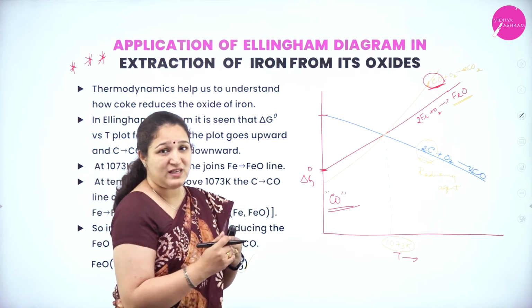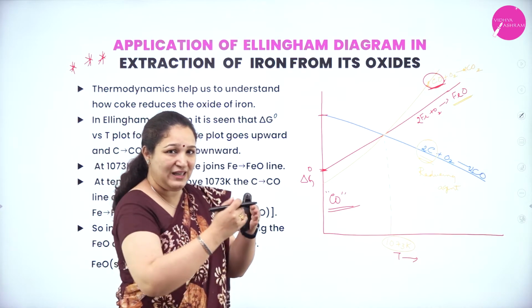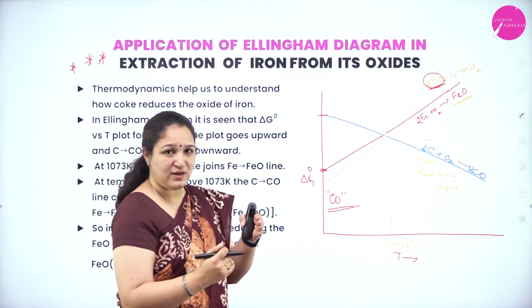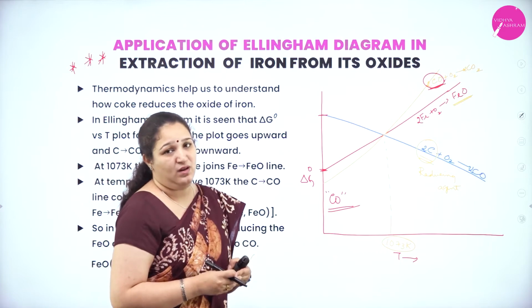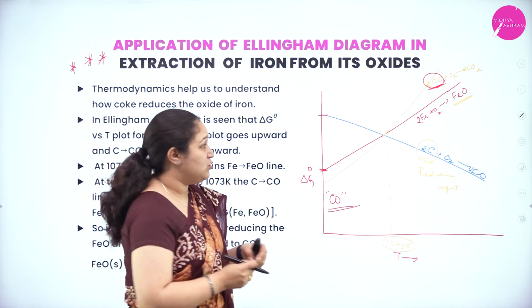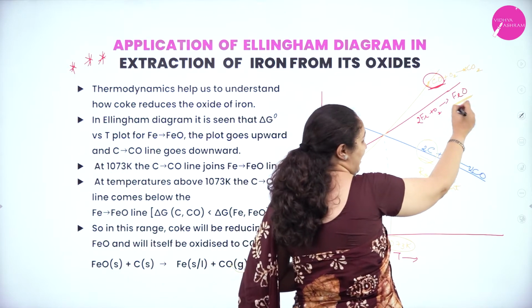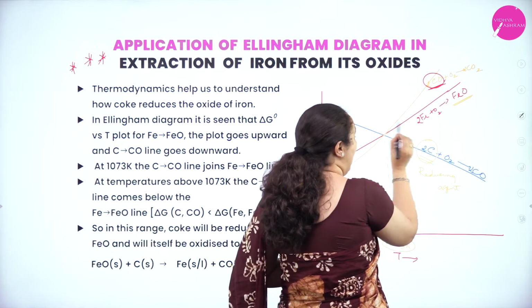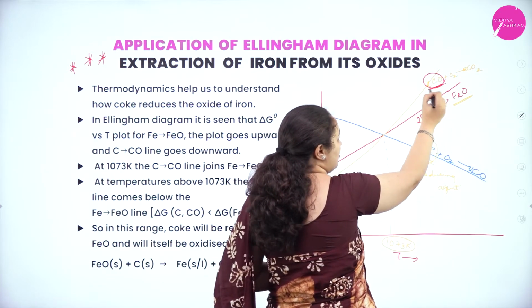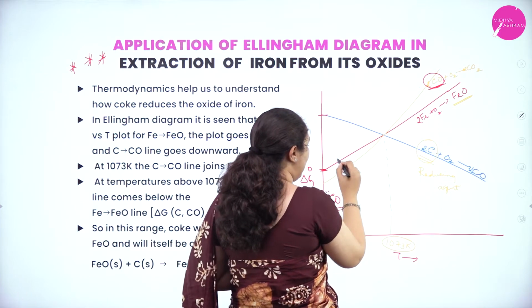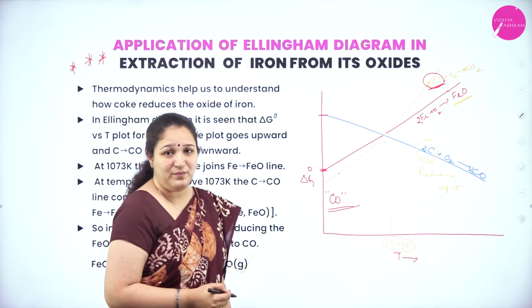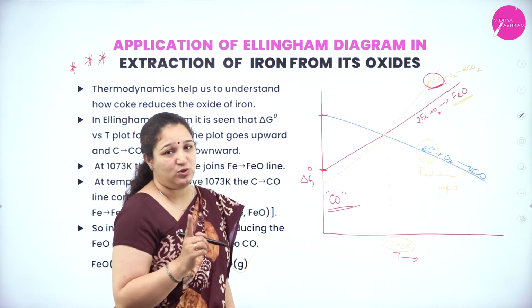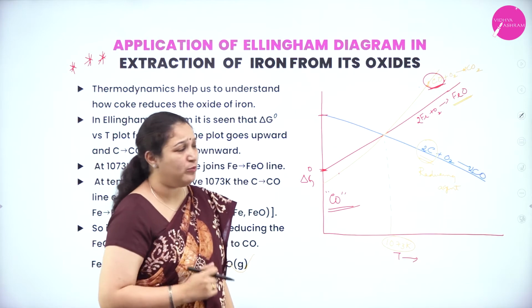I told you when I explained the Ellingham diagram, whatever line is below, that element can be used as a reducing agent for the metal oxide. Correct? So for getting iron from iron oxide, I can use coke. And here, to get iron from iron oxide, I can use carbon monoxide because that line is below the line of iron oxide. So this is very important for you to understand. I hope it is understood.